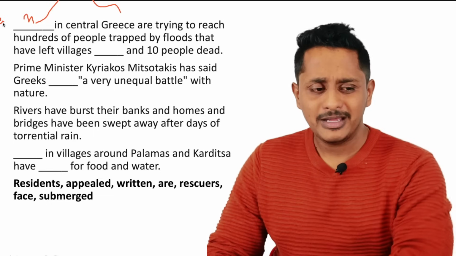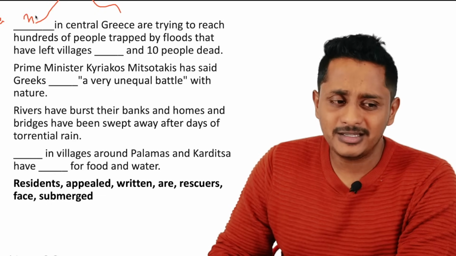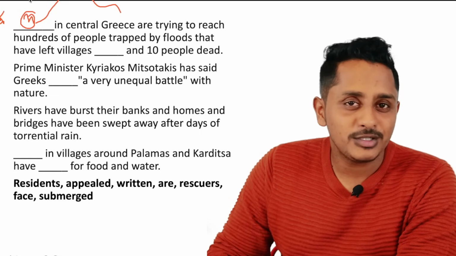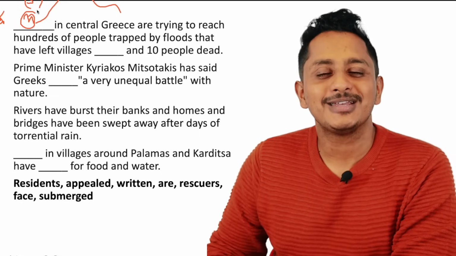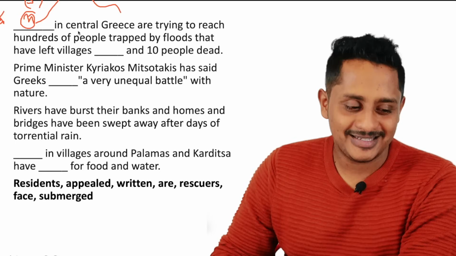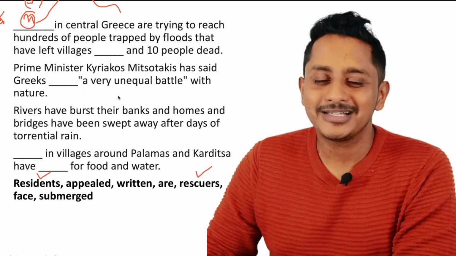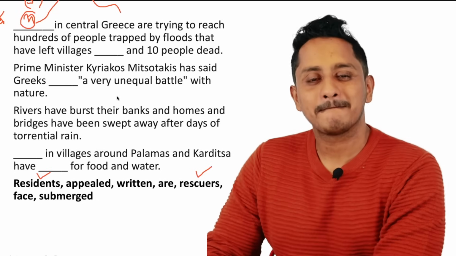This is the article concept. If "a" is there, then a singular noun should come: a boy, a person. It is not there, so this should be a plural noun. Boys in Central Greece, residents in Central Greece, rescuers in Central Greece. These two will fit in.